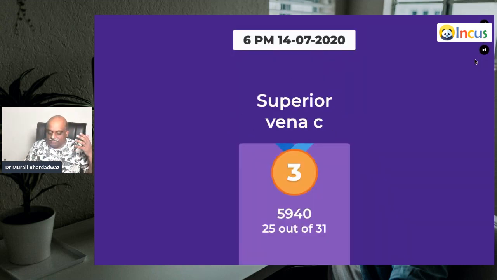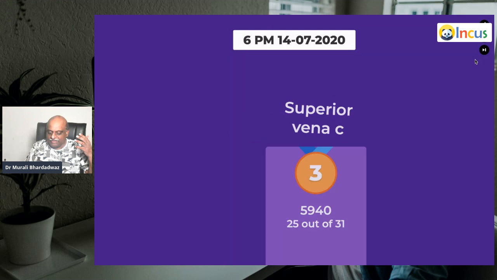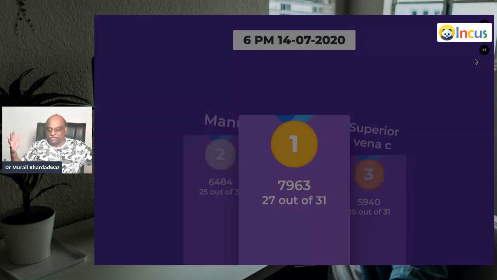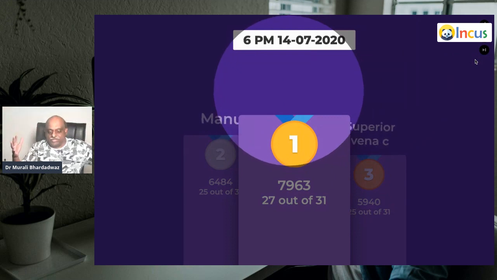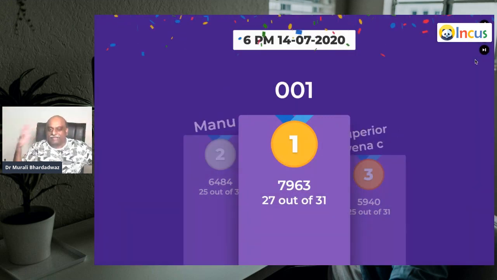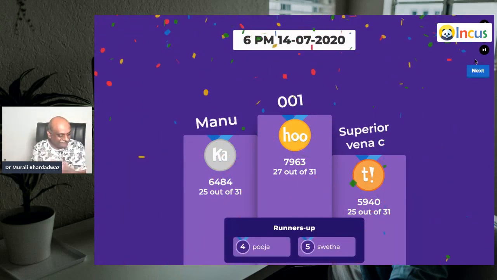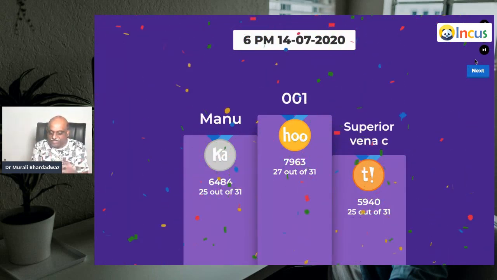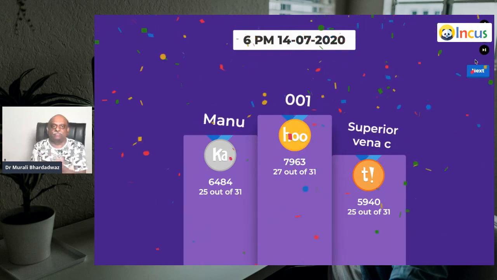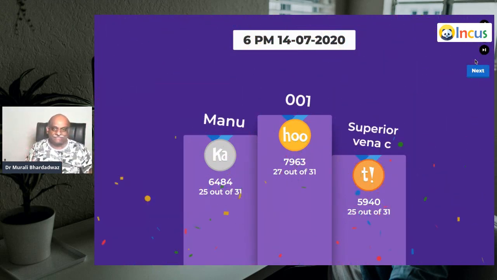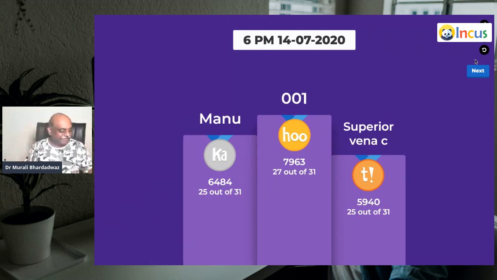Now, doctor, it is the time to give over the prizes. Superior vena cava in position 3. Manu is in position 2. 001 on the top position. Pooja and Shweta are the runners.